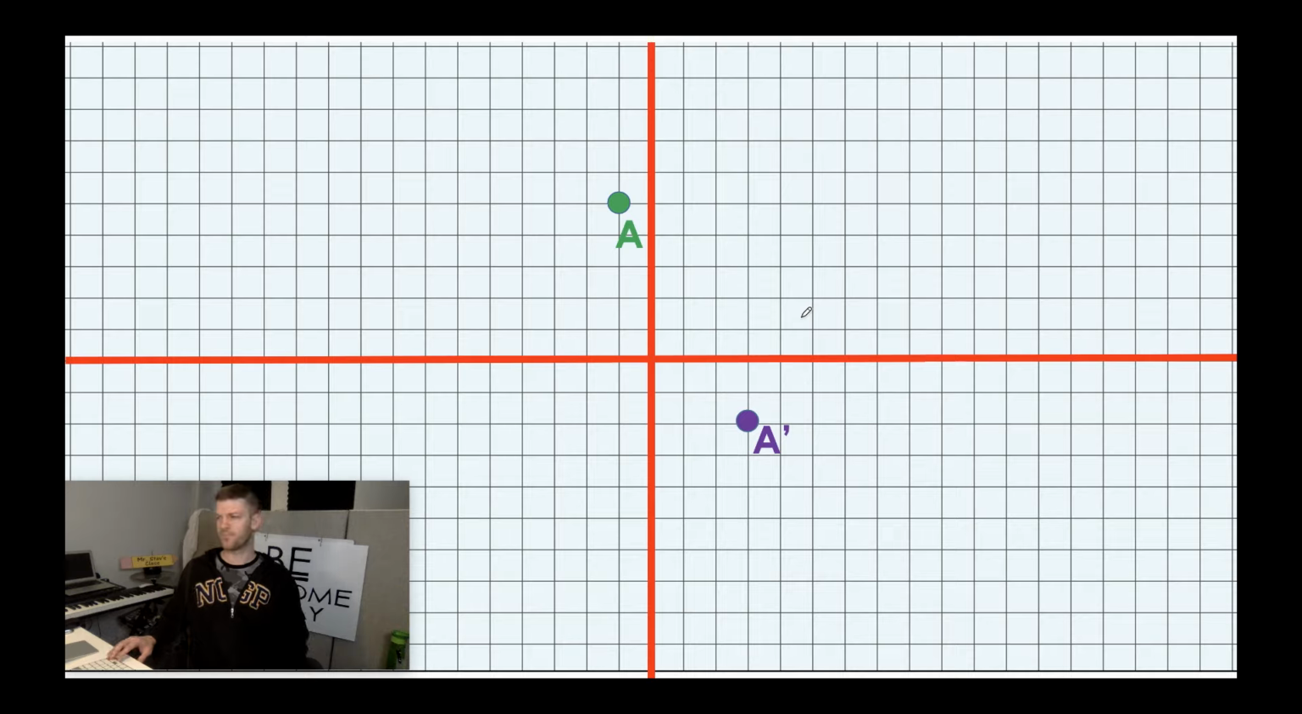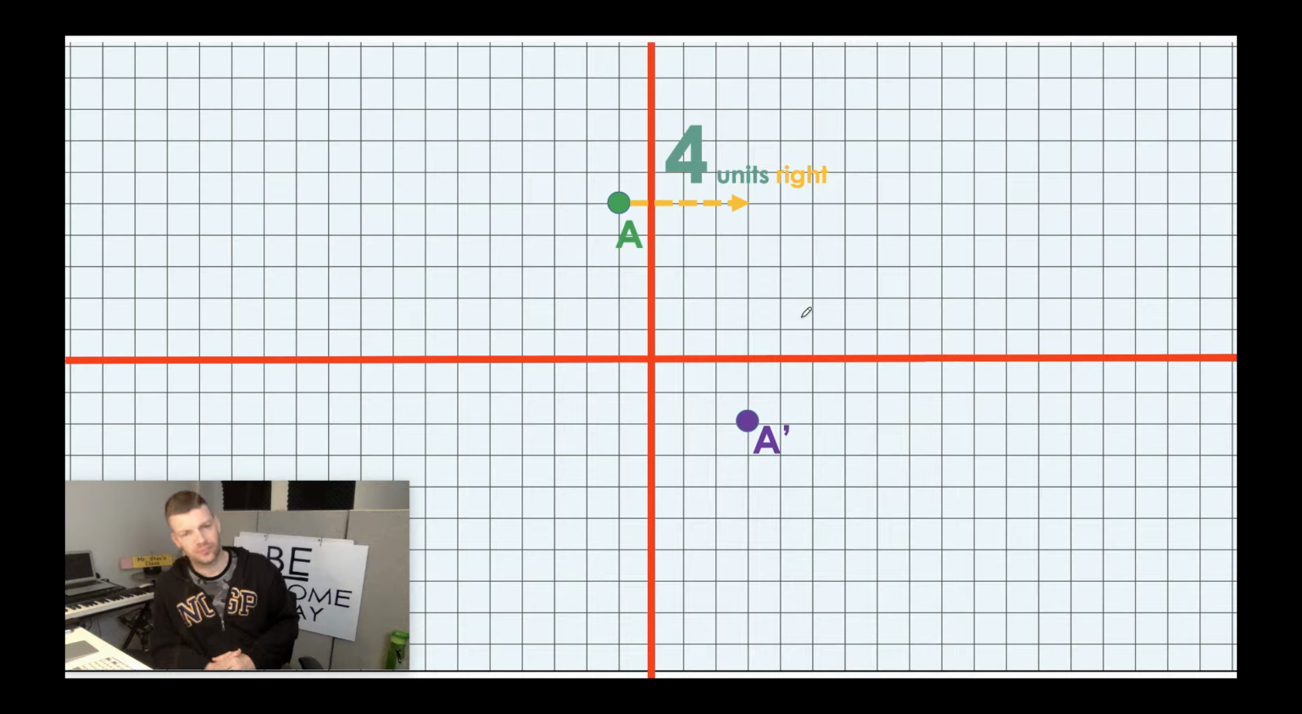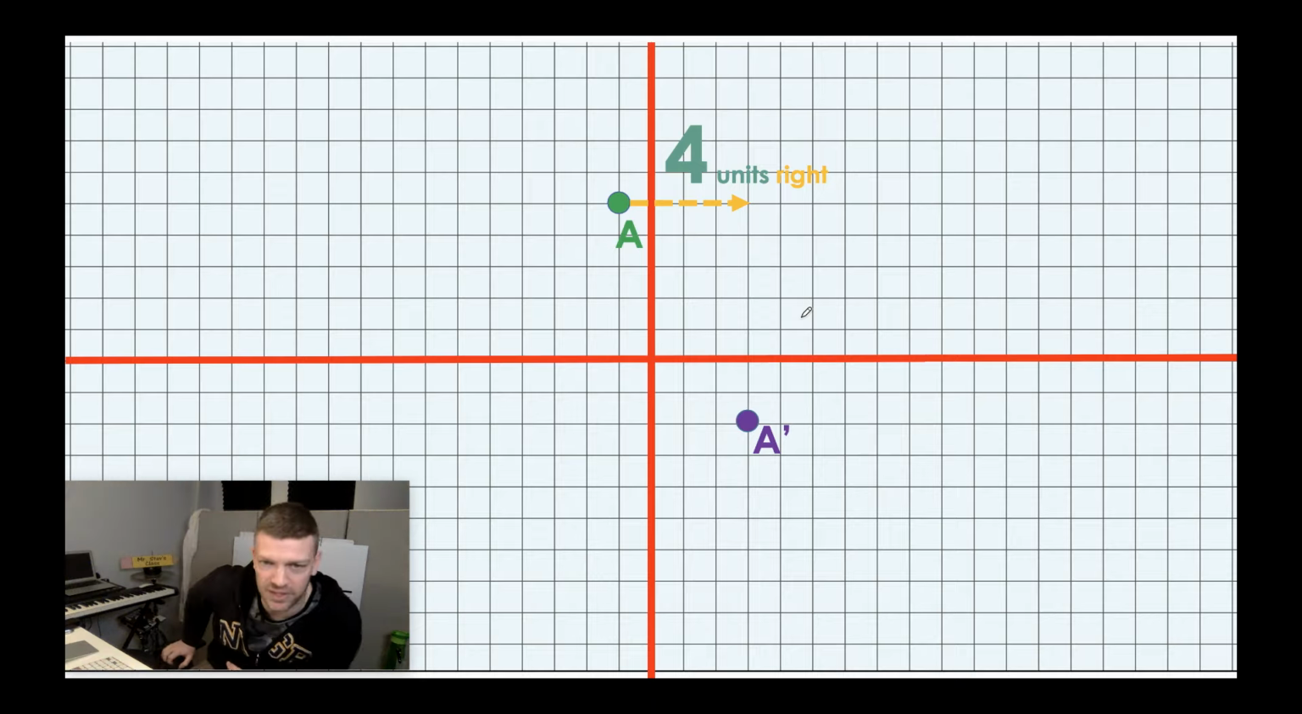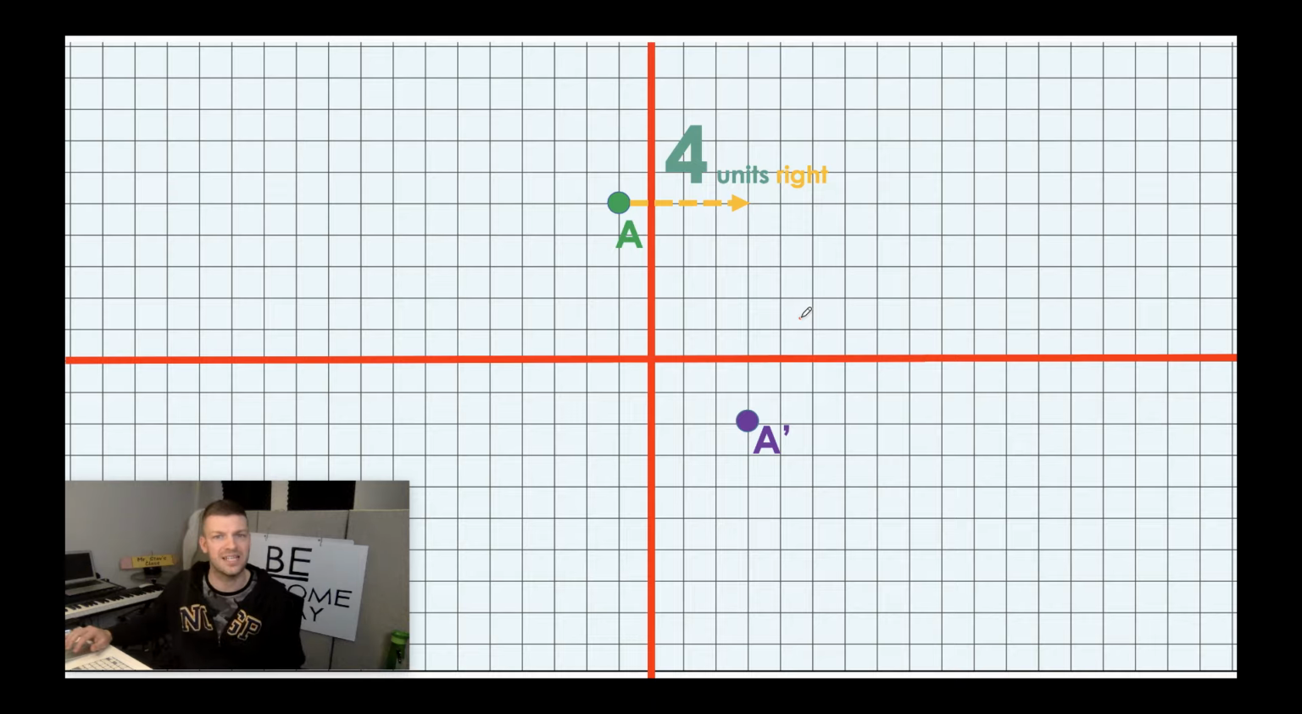Okay. So going back to our example here, we have A and A prime. You remember this? So A is translating 4 units to the right. I don't know how easy or hard this is without grid paper, but do your best to take these notes. Trust me, it'll help you. A is moving 4 units to the right, and then it's moving down 7 units.